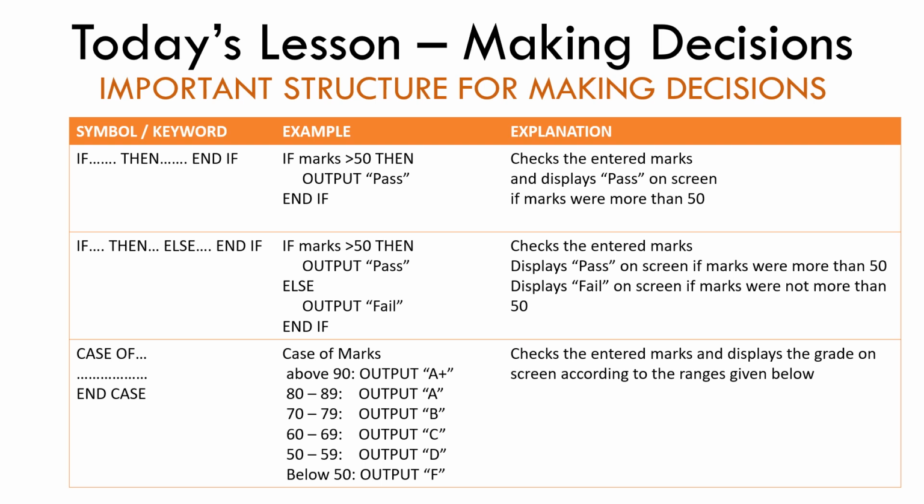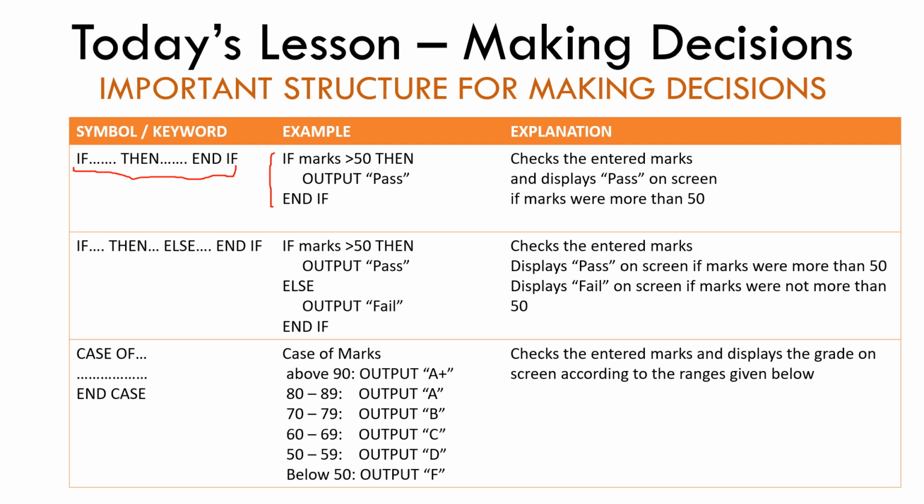Moving ahead. Today's lesson is mostly about making decisions. When we want to make decisions, there are three types of things that we can use. First one is if, then, end if, and I have written an example code for that. You entered some value in the marks variable. What it does now is it checks if marks are greater than 50. That is how you write it.